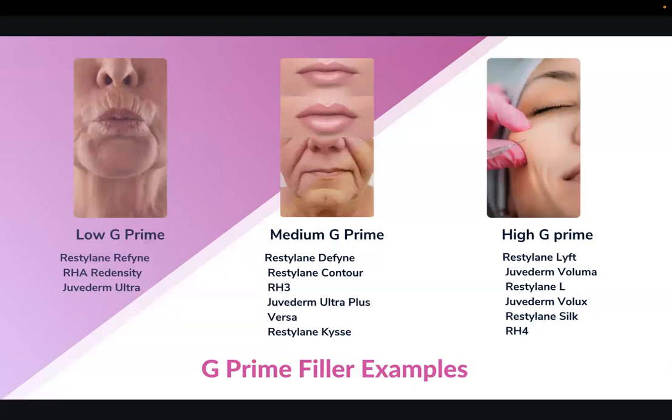Restylane Silk, while it is a really high G prime product, has a very, very small particle size. So it cannot be laid very deep. It does have to be laid a little bit more superficial. But Restylane Silk is also very hydrophilic, meaning it loves water. So it does have a pretty profound swelling effect.